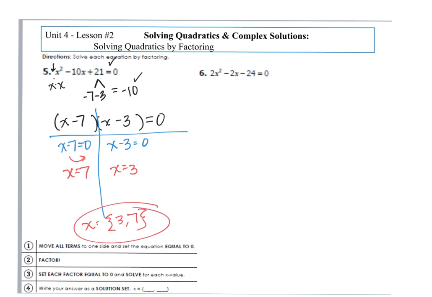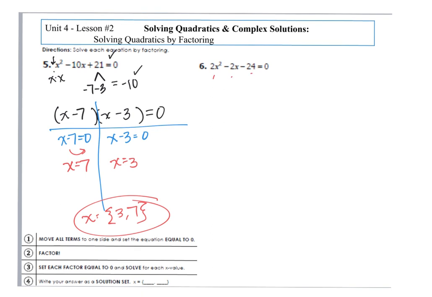Okay, number 6, we have another quadratic trinomial here. We have 2x squared minus 2x minus 24 equals 0. It is a 1, 2, 3 factor tree situation, but I have to check in front of x squared before I do any factor tree. Because I have that 2 as a coefficient of x squared, we can't do a factor tree yet. First, I check, will it come out as a greatest common factor?